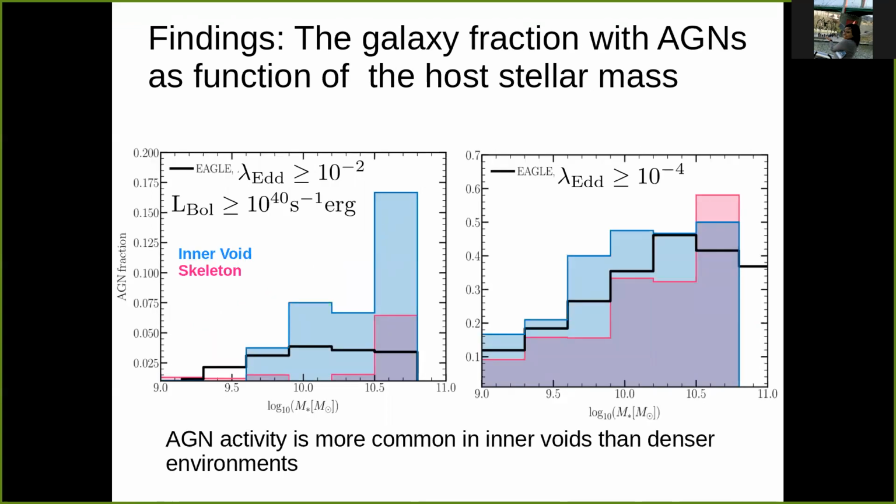In the case of the AGN activity, the galaxy fraction with active black holes is higher in comparison with the skeleton. We test this with different volumetric luminosity cuts, but also with Eddington ratio cuts. Remember that the Eddington ratio measures the activity of the black holes. So for black holes with higher activity levels, we found that this excess of AGNs is higher.